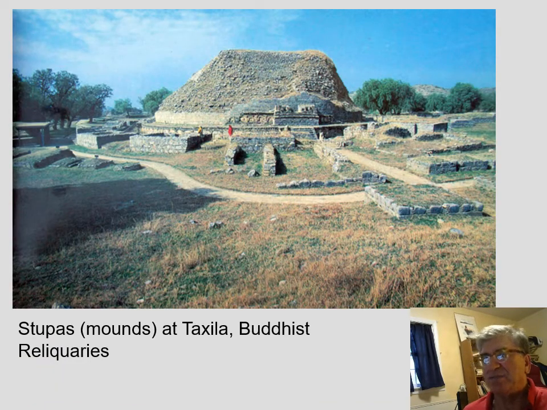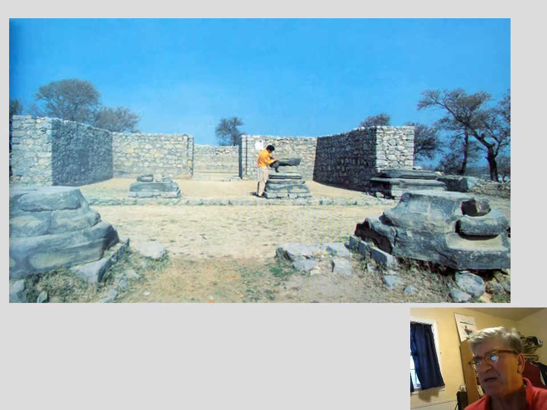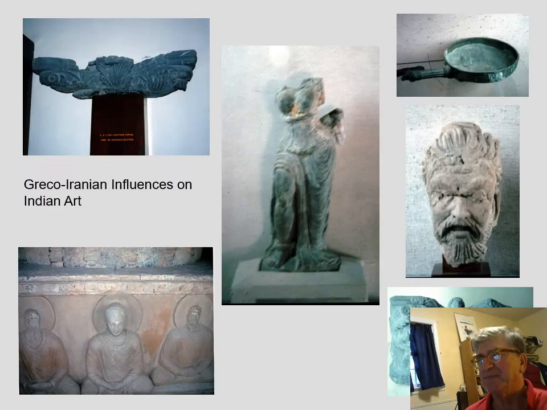Here's one of the great stupas at Taxila. And stupas are basically mounds for reliquaries for Buddhist relics. The original one at Sanchi preserved the remains of Siddhartha or Gautama Buddha himself. Other relics of his, but then later Buddhist saints as well. The bodhisattvas also became preserved under these mounds. Here's just a view of one of the monasteries. This is all at Taxila.